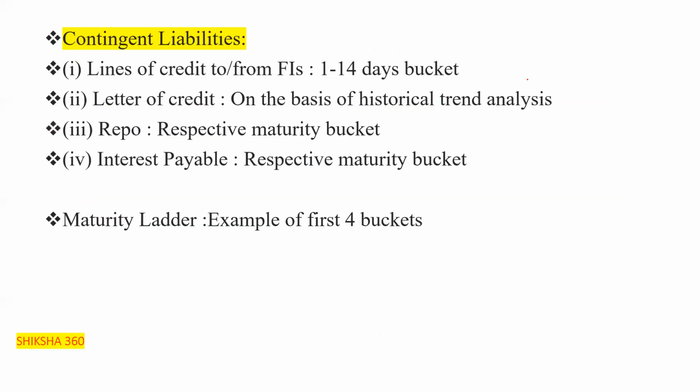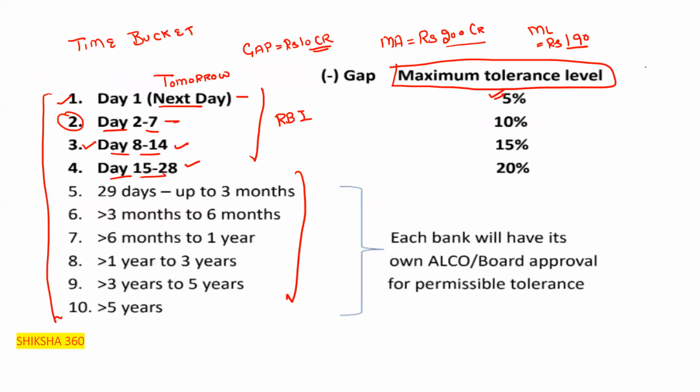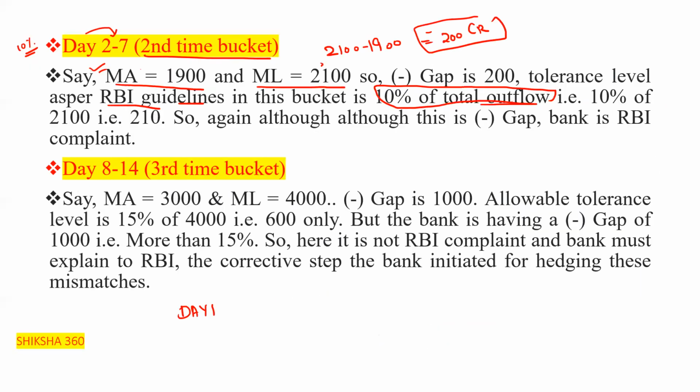So the maximum tolerance is 10% of the total outflow. Up to that we can tolerate. Total outflow here is the maturing liabilities. So 10% of 2100 is 210 crore, and here the gap is 200 crore.